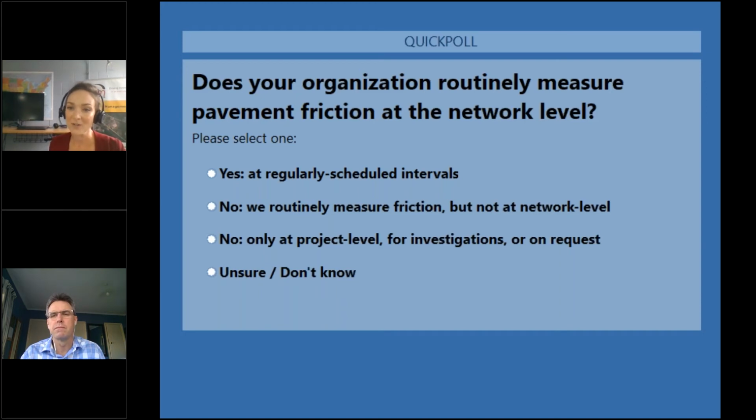Getting our results trickling back here, and we're almost close to 100% participation on that. So Mark, the primary answer coming back from folks today is no, only at the project level for investigations or upon request. That's about 40%, and about 30% say yes at regularly scheduled intervals.